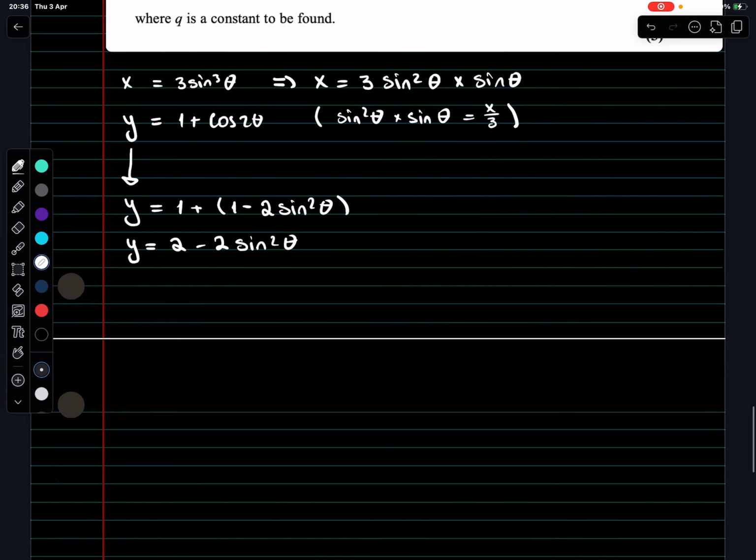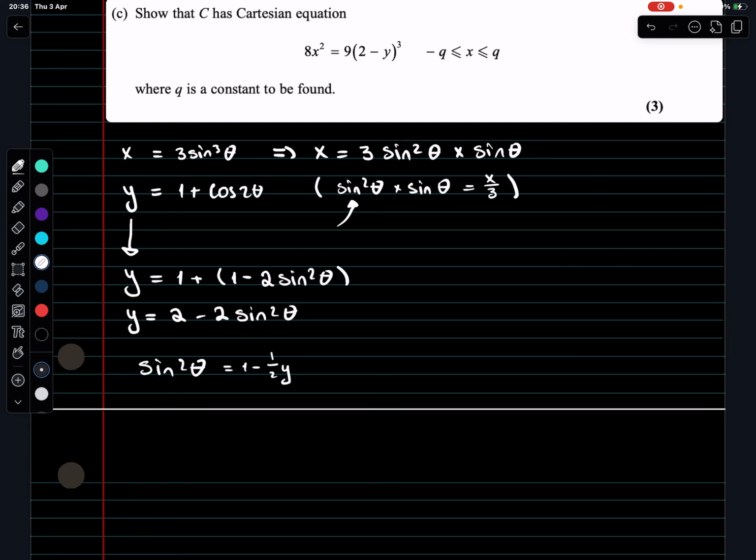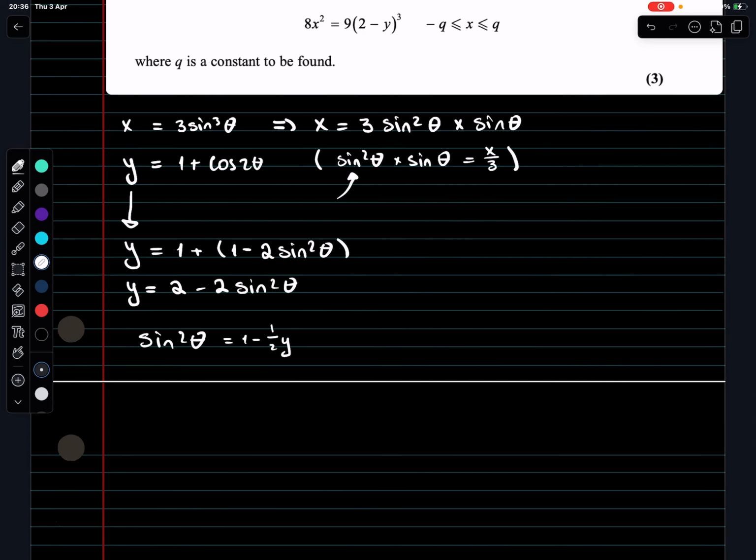So let's make sine squared theta the subject. Finally, I can say sine squared theta is 2 minus y divided by 2. That's going to be 1 minus 1/2 y. Okay, so instead of sine squared, I can write it here. And there is still a sine theta we need to deal with, so that's going to be the square root of it. So if sine squared theta equals 1 minus 1/2 y, that means sine theta is the square root of this.